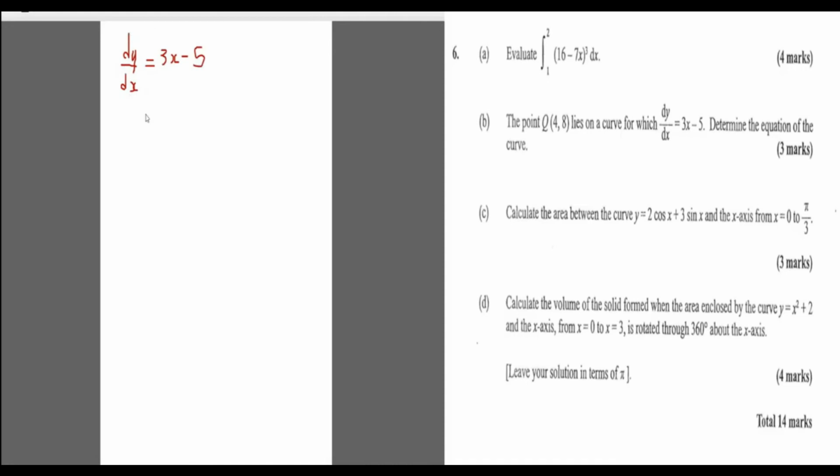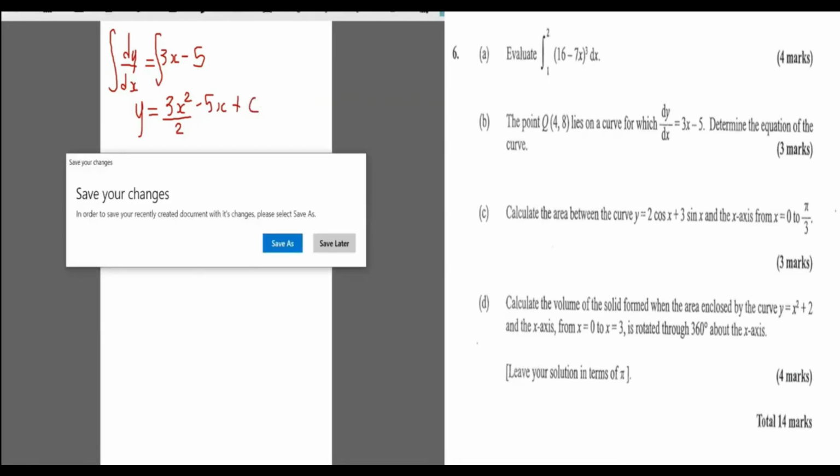Since dy by dx is 3x minus 5, what does that mean? It means that if we integrate dy by dx, we can integrate both sides. When you integrate dy by dx, you get y. So you're going to get y is equal to the integral of 3x, which is 3x squared over 2. Then the integral of minus 5 is minus 5x. But then you need now plus your constant c.